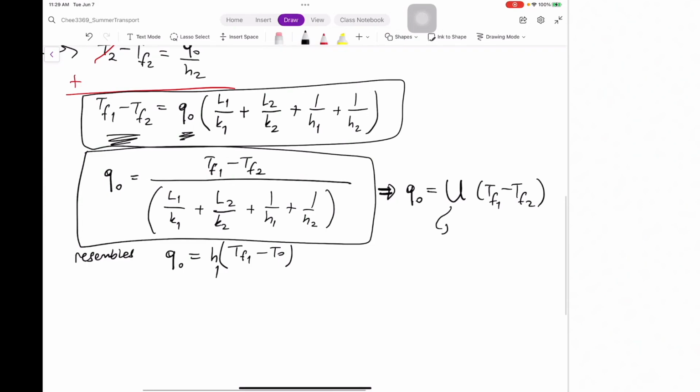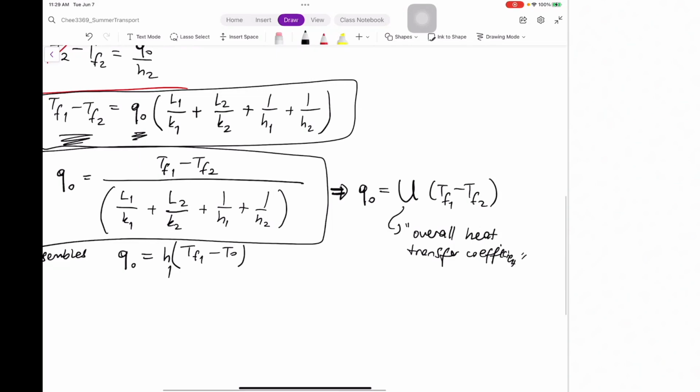And this U is called the overall heat transfer coefficient. Okay, the reason why we call it heat transfer coefficient is because it looks like this H1 here, and the reason why we call it overall is because instead of TF1 minus T0, we have the overall differences, the difference between the temperatures at the two very opposite ends, the two fluid temperatures.